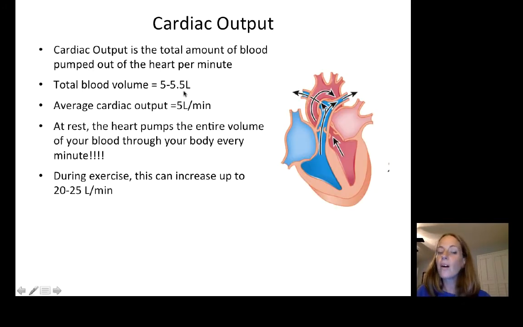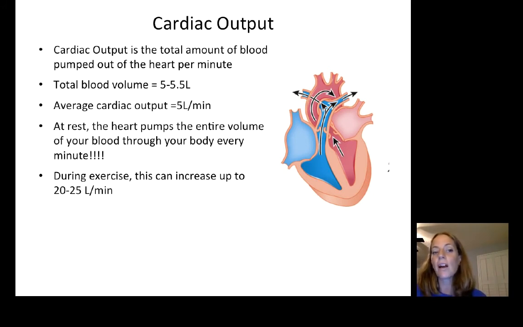The total volume of blood, depending on the person, is between 5 and 5.5 liters, or 5,000 milliliters. So what this means is that the total amount of blood pumped out of the heart each minute is the entire volume of blood through your body. Every single minute, your heart pumps the entire volume, or the equivalent of the entire volume of blood through your body. That's at rest. During exercise, this can increase up to 20 to 25 liters per minute.